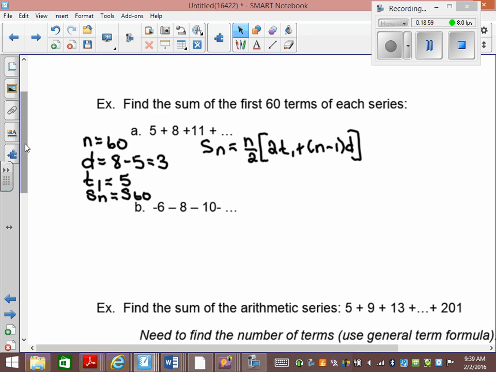So we fill in what we know. S60, because we're finding the sum of the first 60 terms. That's what S60 stands for. 60 divided by 2, 2 times T1, T1 is 5, plus 60 minus 1, and d we know is 3.